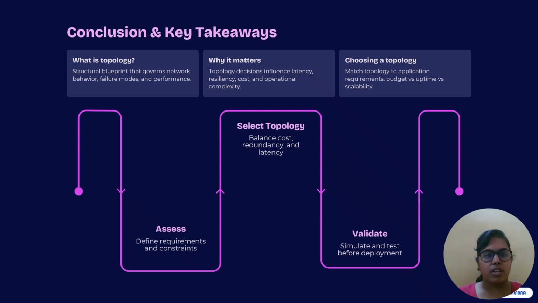To conclude, topology is basically a physical or logical arrangement of devices and connections in a network. It plays a major role in determining network performance, reliability, scalability, and cost. We have also discussed different types of topologies, their advantages, disadvantages, working principle, and last but not the least, real world applications.